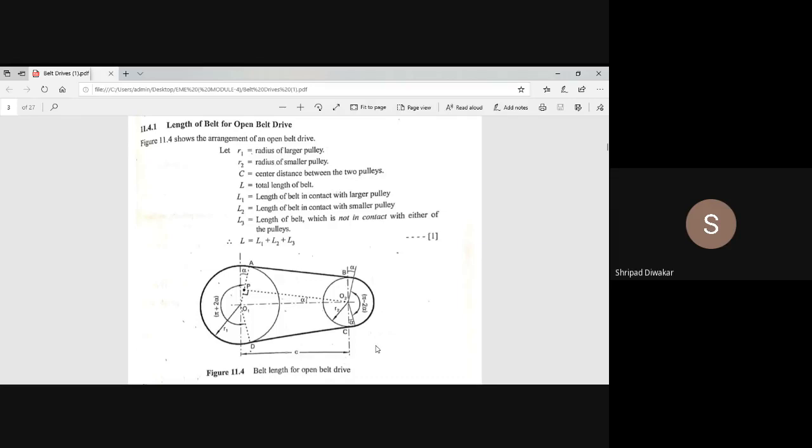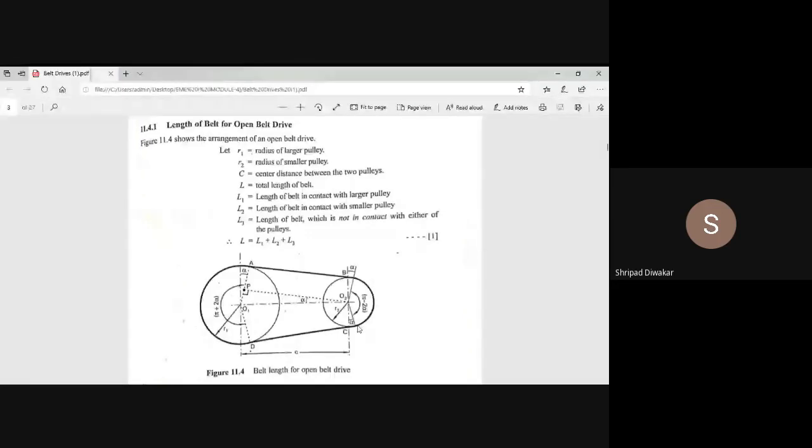Next, how do we find the total length of the belt? You can observe the diagram. This is the entire length we are going to find, but here we are splitting it into three parts. From this portion to this portion is the length of the belt in contact with the driver pulley. And one more length, from here to here, is in contact with the driven pulley.